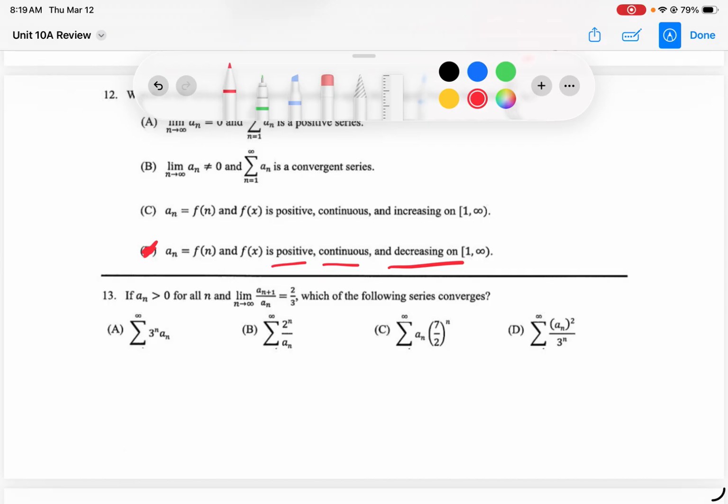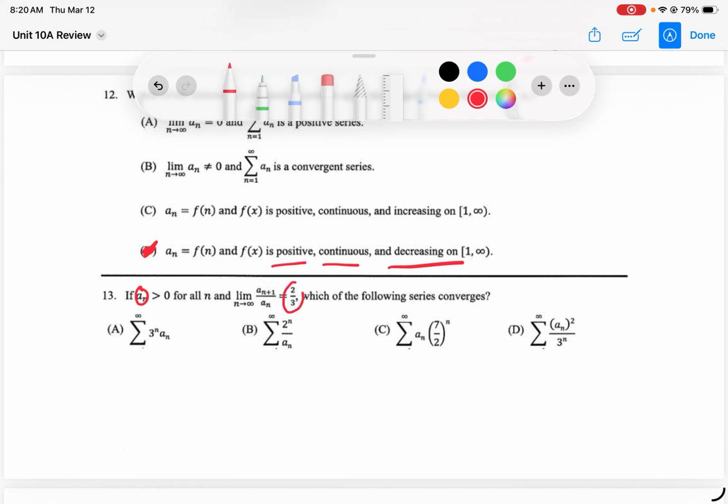Which of the following? For A, so if the terms of the sequence are always greater than 0 for every term, and the next term divided by the one before it is 2/3, that kind of looks like a ratio test. So if the first term was 3, the next one would be 2/3. The next one will be 4/9. It's always 2/3 of the one that was before it. So that idea of the ratio test, that ratio is less than 1, it converges.